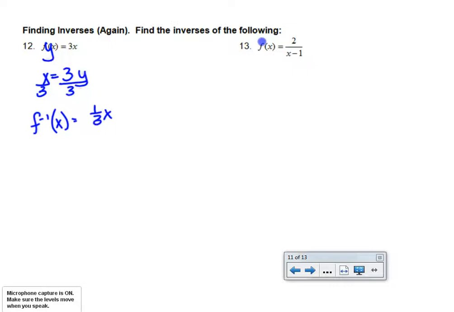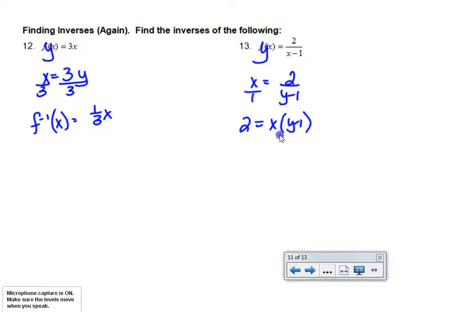Now this next example, if I switch the x and y, I get something kind of interesting. It's a proportion, and I'm going to go ahead and cross multiply. So I have 2 equals x times y minus 1. I'm not going to distribute. The reason I'm not going to distribute is I think, and we could, okay, I'll do it 2 ways.